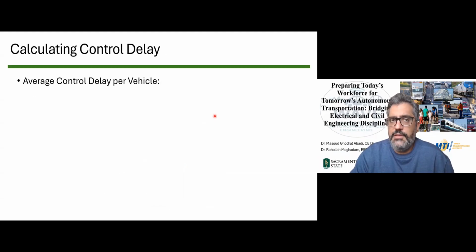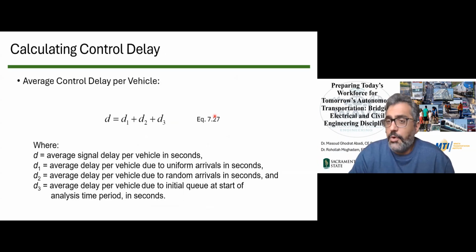And this is not very easy. Some parts of that are easy to observe. Some parts of that go back to more advanced models to figure out what the delay would be. In general, delay consists of 3 components: average delay due to uniform arrival of vehicles, average delay due to random arrival of vehicles, and residual delay, basically.